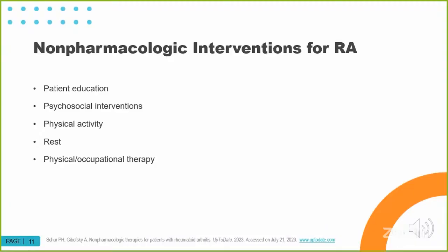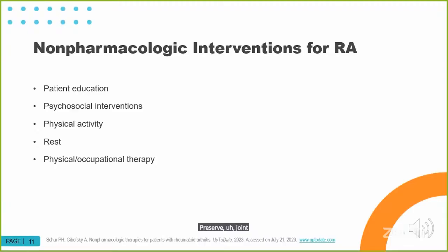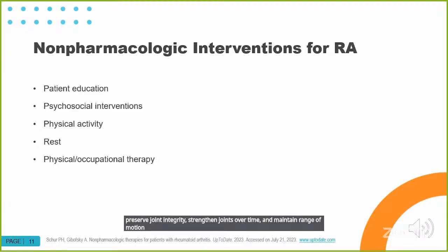Patients may also benefit from physical and occupational therapy, especially if they're showing signs of deformity. Physical and occupational therapy can provide pain relief for patients, reduce inflammation, preserve joint integrity, strengthen joints over time, and maintain range of motion for patients that have more advanced disease.